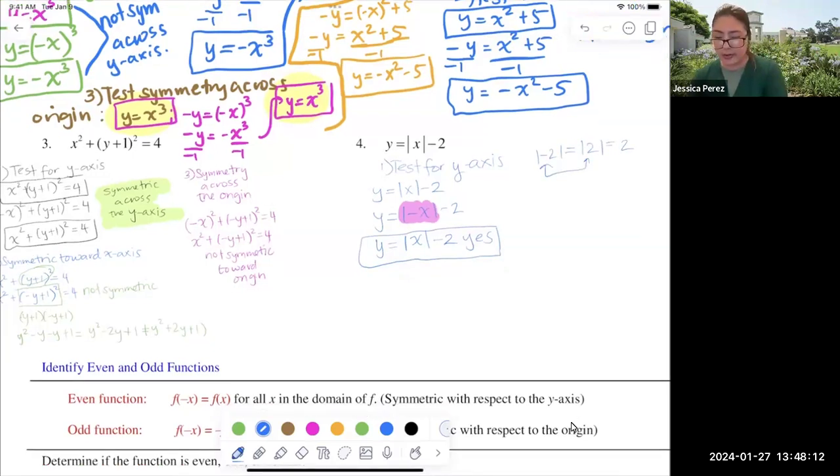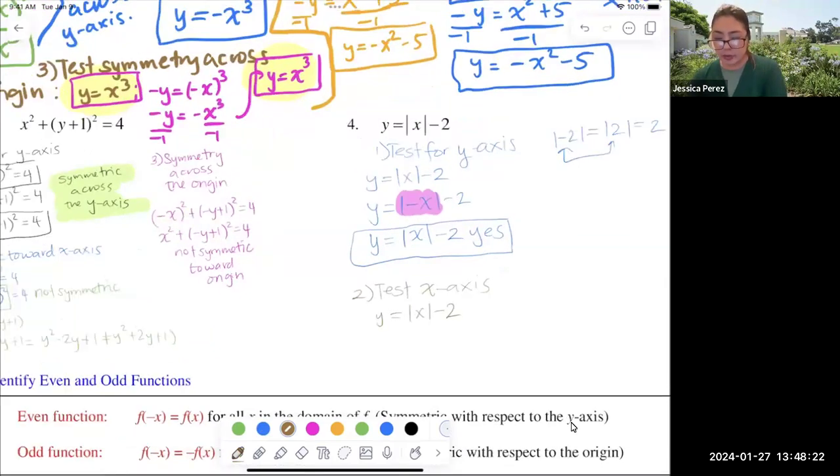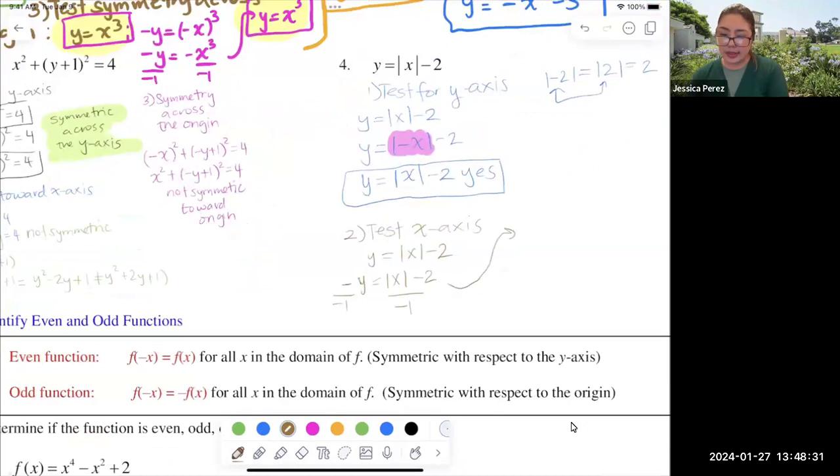Now for when we're testing towards the x-axis, that's different because we have y equals the absolute value of x minus 2, which is now negative y equals the absolute value of x minus 2. And if we divide both sides by a negative 1, now I'm going to get y equals the negative absolute value of x plus 2, which is not the same equation. So it's not symmetric. So we already know it's not symmetric towards the x. So then automatically we know that it's not symmetric towards the origin either.